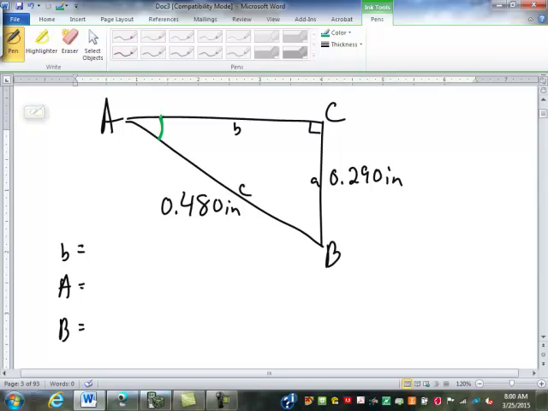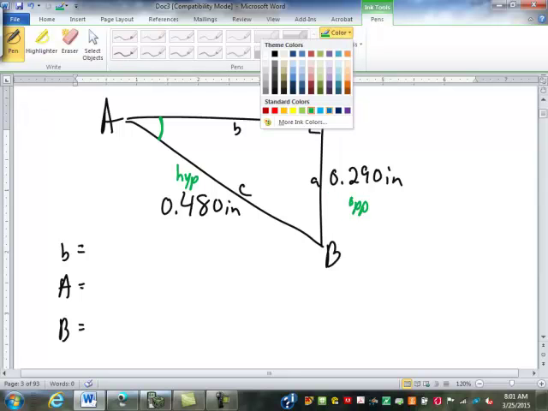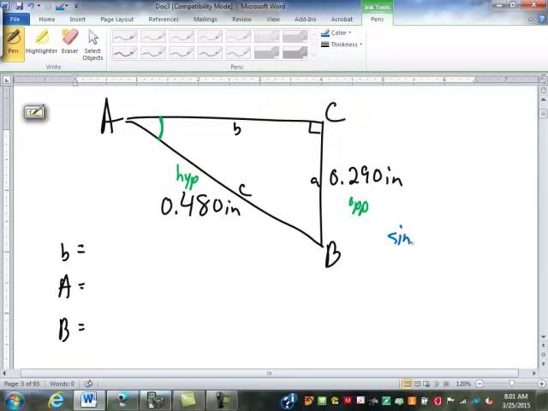What sides do we have? Well, first of all, side C is the hypotenuse. No matter what angle we're looking at, that's the hypotenuse. Now, for the legs, of course, we have to pick an angle, which we've already done, which is angle A. The 0.290 is the opposite. Very good. Opposite and hypotenuse is what function? Sine. So our definition, sine of an angle is opposite over hypotenuse.